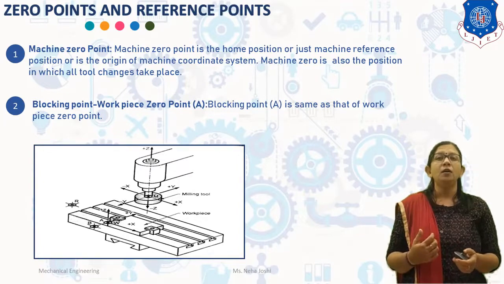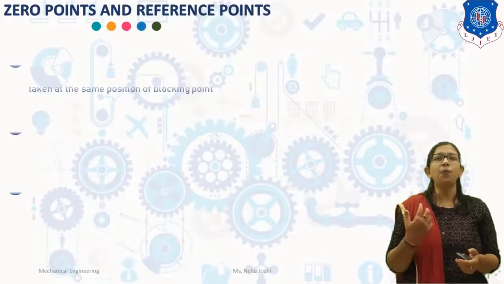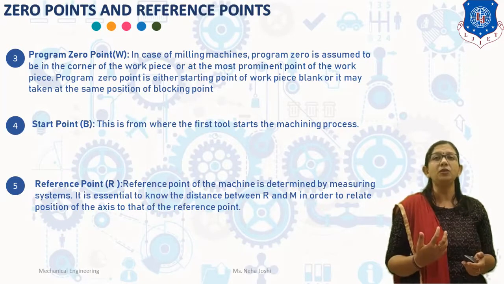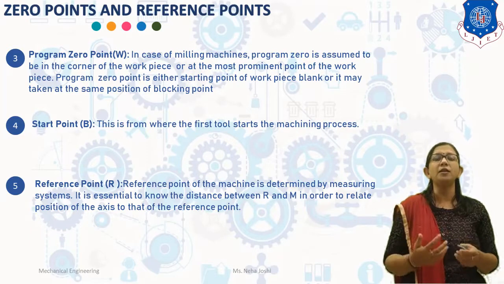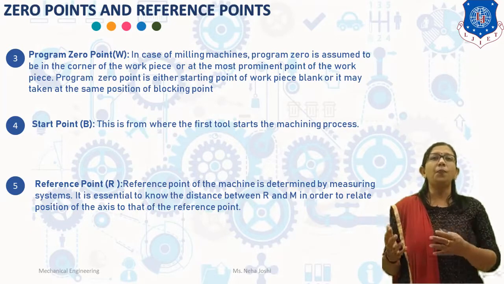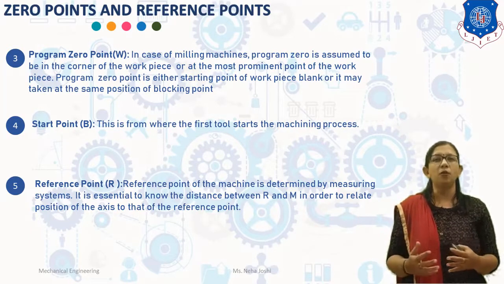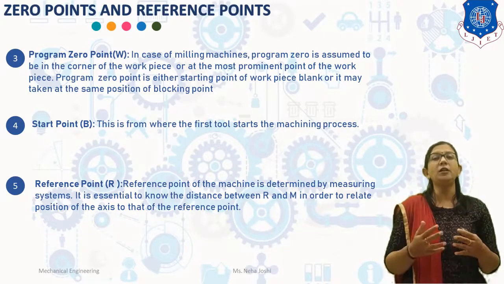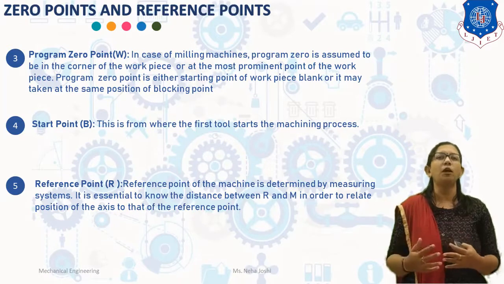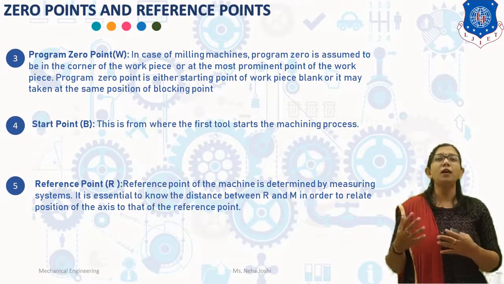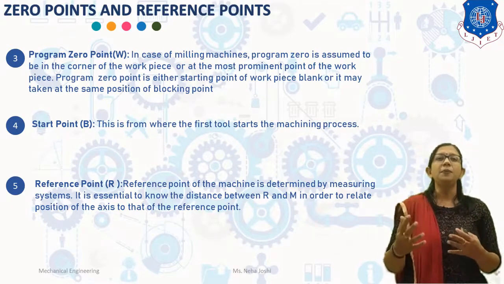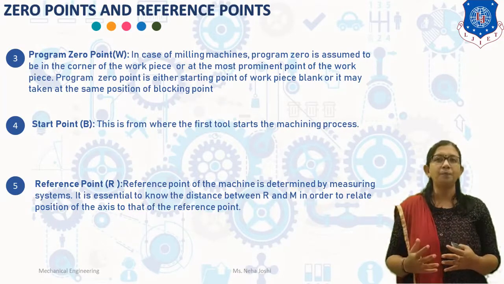Then the next point is the program zero point, which is designated by W. In the case of a milling machine, program zero is assumed to be in the corner of the workpiece or at the most prominent point of the workpiece. Program zero point is either the starting point of the workpiece length or it may be taken at the same position as blocking point A. It is known as the program zero point as all the tool travel is specified with respect to this point.